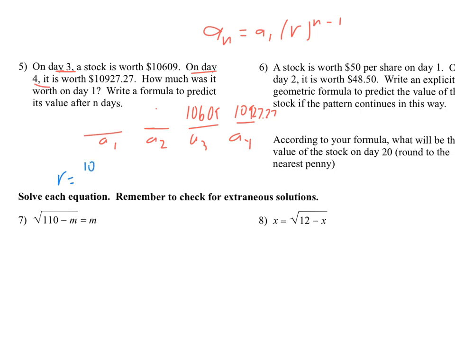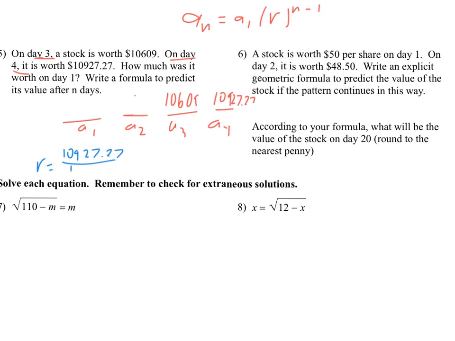So I got 10927.27 over 10609. So once again, I would do that on the calculator. It comes out to 1.03. And so that means that's my R. So you multiply by 1.03 going that way, but that would also mean that you could divide by 1.03 going that way. So I'm going to go do that in my calculator and fill out the rest of them.